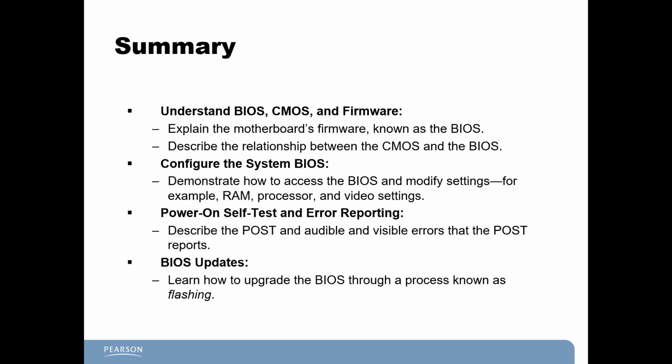Summary. Understand BIOS, CMOS, and firmware. What we have done in the entire lecture is that we have explained the motherboard's firmware, known as the BIOS. We have described the relationship between the CMOS and the BIOS. Moreover, we have learned about the configuration of the system BIOS, that is, how you would go around modifying settings, for example, the RAM, the processor, and video settings.